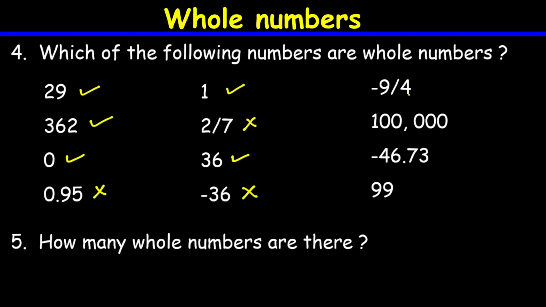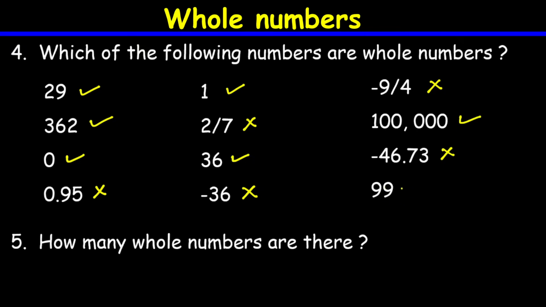Is negative 9 over 4 whole number? No, it is not whole number because negative 9 over 4 is fraction and negative, and fractions and negative numbers are not whole numbers. Whole numbers do not include fractions and negative numbers. Is 100,000 whole number? Yes, it is whole number. Is negative 46.73 whole number? No, it is not whole number because negative 46.73 is decimal and negative, and decimals and negative numbers are not whole numbers. Whole numbers do not include decimals and negative numbers.